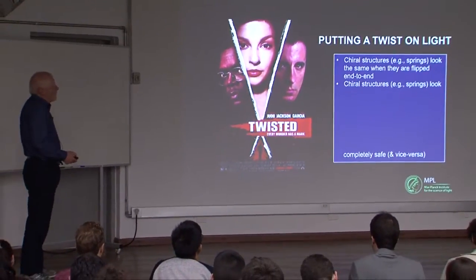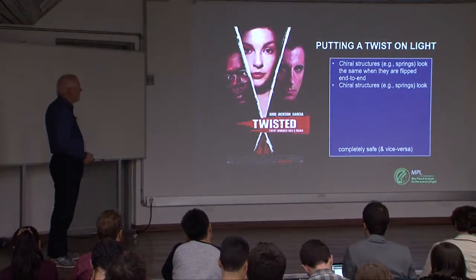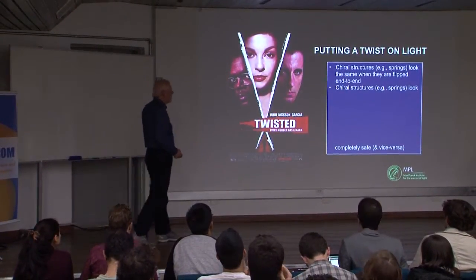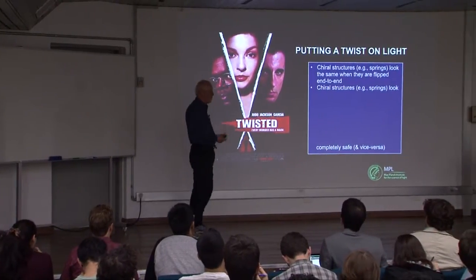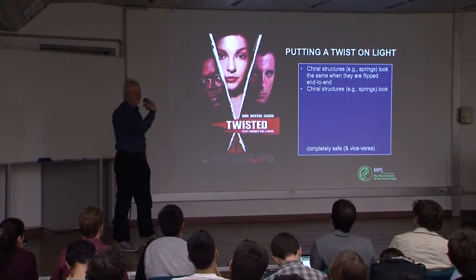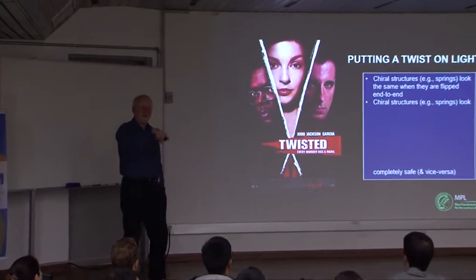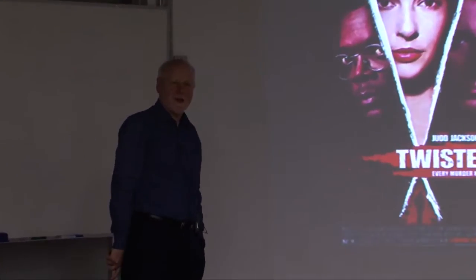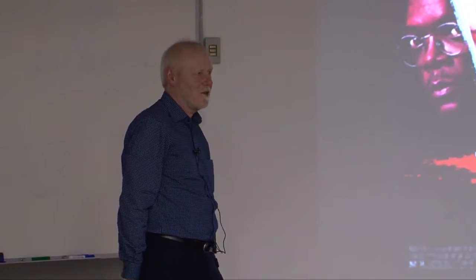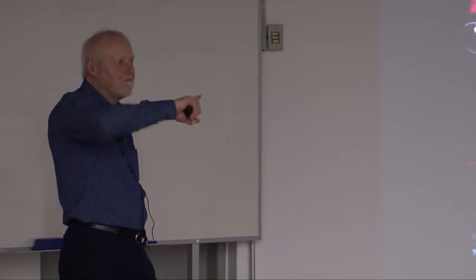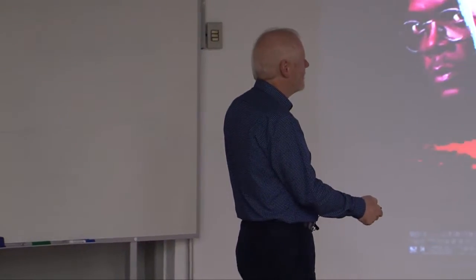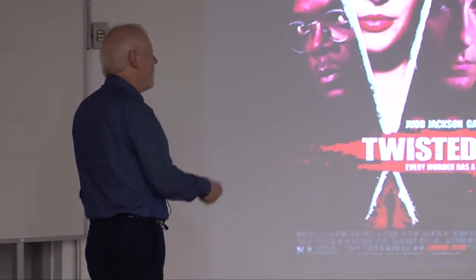So just a couple of obvious things that maybe some of you have not thought about. Chiral structures like springs and so on. There's something very weird about them. You think, well, if I flip them around, they're going to look different. But they look exactly the same when you flip them around. It doesn't matter what the orientation is, pointing this way or that way. It's always exactly the same spiral, the same sign of the spiral. This is the reason why you get materials that can make the polarization state of light rotate. You flip them end to end, they look exactly the same. There's something just worth knowing, okay?